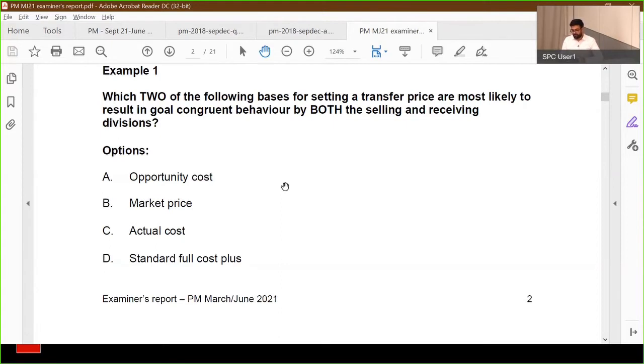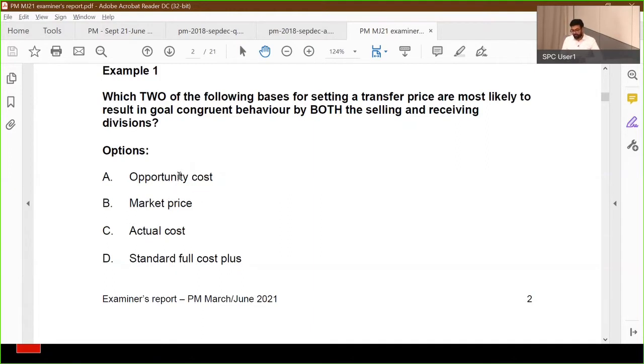Now this seems to be an appropriate price for the internal trade, because here the seller will not incur any loss, and from the buyer's perspective and overall organization perspective, it seems to be an appropriate price. So that is a correct option.